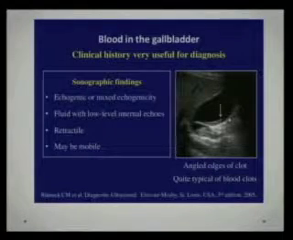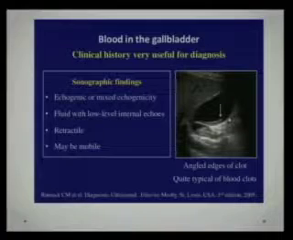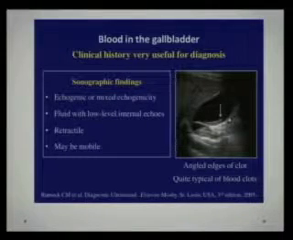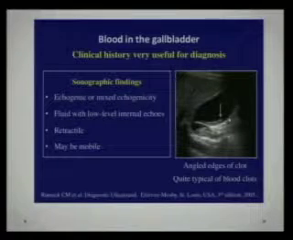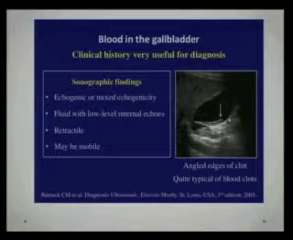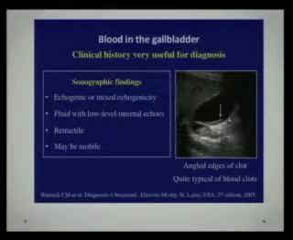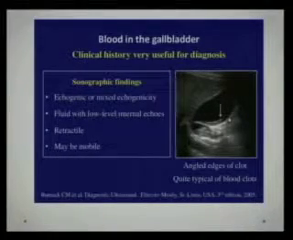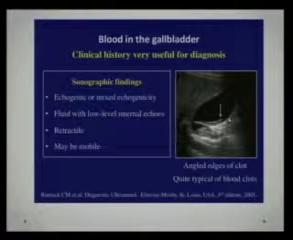Okay, blood in the gallbladder. Before we diagnose blood in the gallbladder, just remember, it's not a common diagnosis. It's fairly uncommon. You should have some history available. Was the patient on any anticoagulation? Did we have any instrumentation of the gallbladder or the biliary tree? And what does it look like?